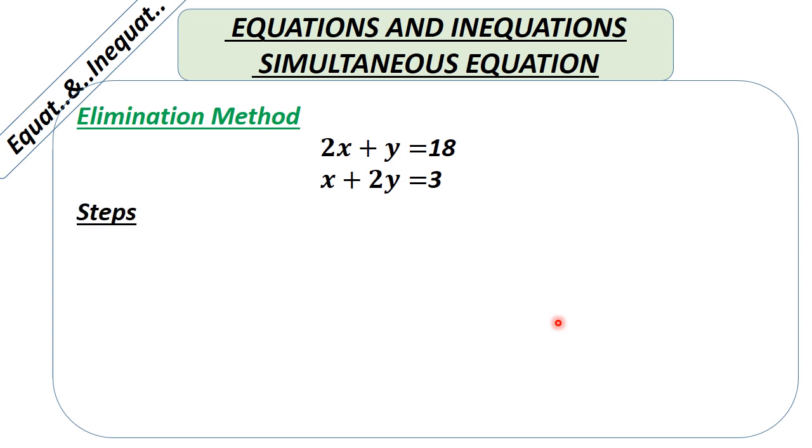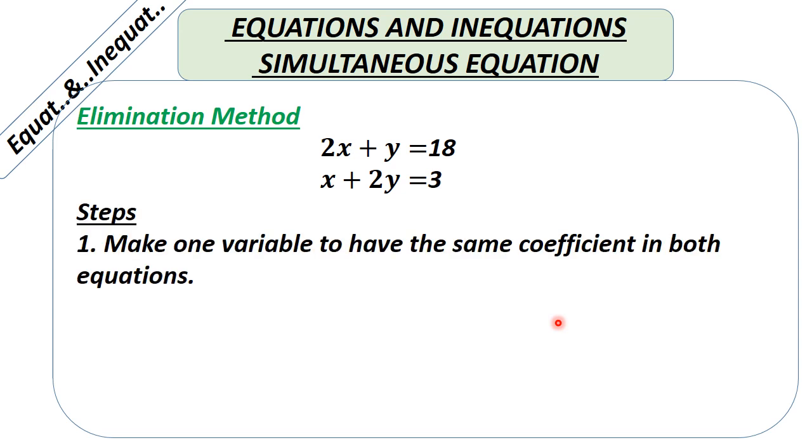3. So the steps to solve this are: first, you make one variable have the same coefficient in both equations. What this means is, if you have these two equations, the first job is you choose one variable, then you make sure that it has the same coefficient here and here. The coefficient of x is 2 and the coefficient of x here is 1. So you do something that will make these two have the same coefficient. So this variable that you have chosen is going to be eliminated. It's going to be removed so that we only remain with the other one.